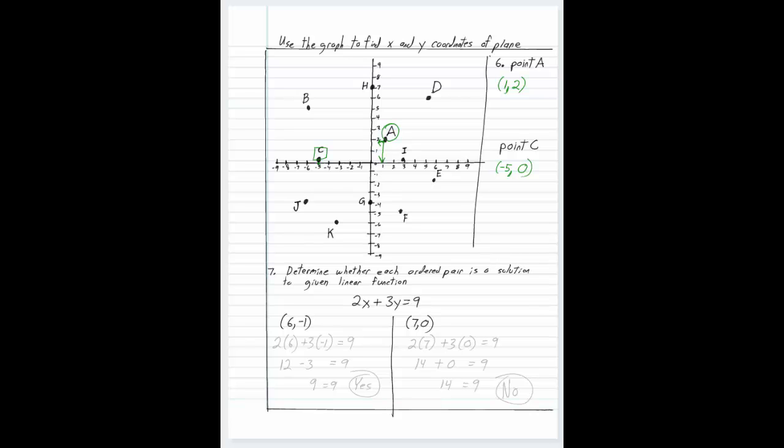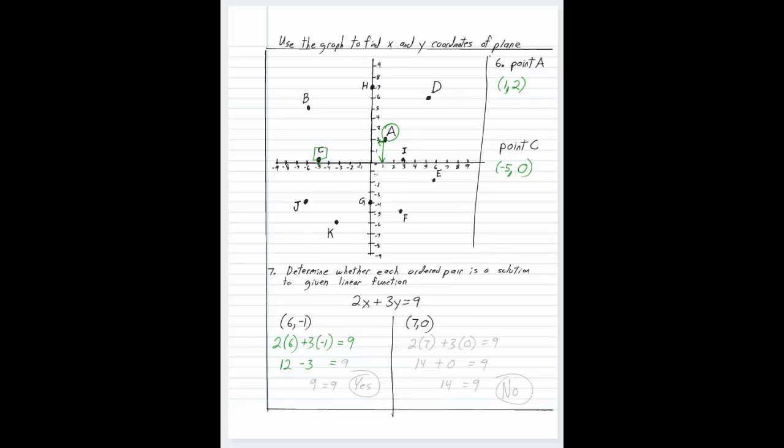Number 7, we would like to determine whether each ordered pair is a solution. The way to figure this out is to replace x and y with what we're given, and if we get back 9, it works. If we get back anything else, it doesn't work. Let's try (6, -1). This becomes 2 times 6 plus 3 times -1 equals 9. 2 times 6 is 12. 3 times -1 is -3. And yes, 12 minus 3 is 9. So, yes, this is a solution.